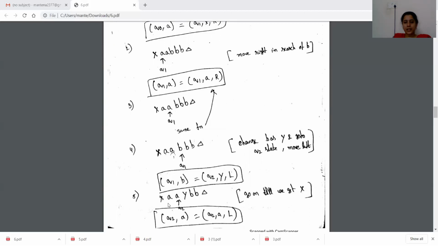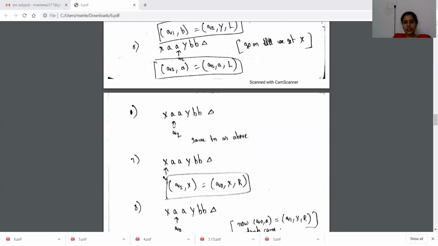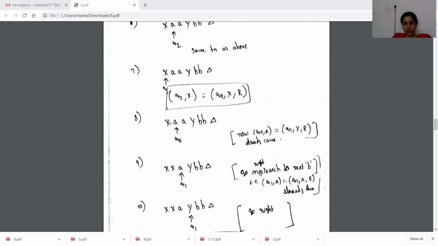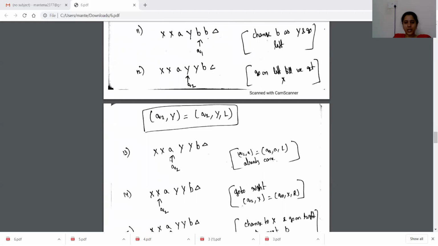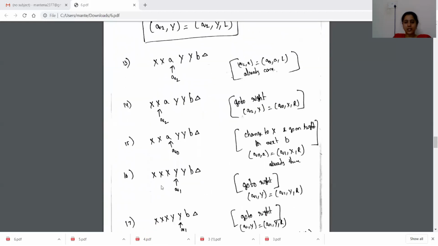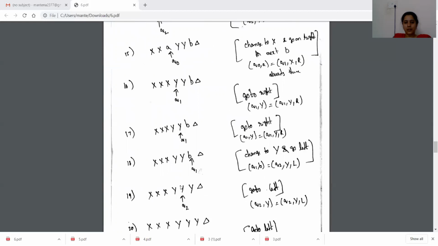So moving back till we get the next small a. Here Q2 on a, again make that a capital X and move to the right side till the next small b. Now we reach the next small b, make that capital Y, again come back to small a and so on, such that at this point we make all capital X's and capital Y's.